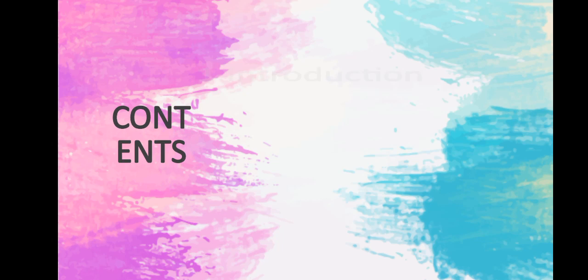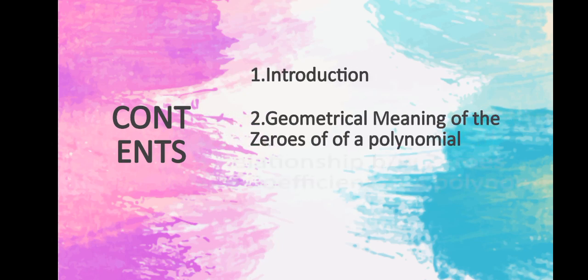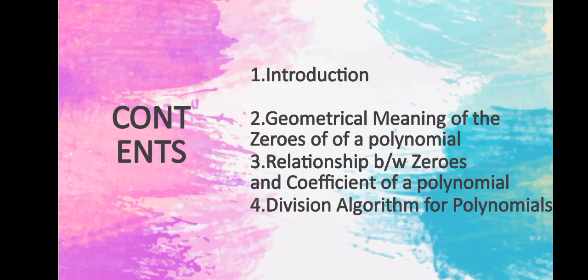First, introduction. In the second heading, we will cover the geometrical meaning of the zeros of a polynomial. Third, the relation between zeros and coefficients of a polynomial. Fourth, the division algorithm for polynomials. Now, since the chapter is too lengthy to cover, we will cover the first two topics here and the last two topics in the next video. Let's begin with the intro of polynomials.